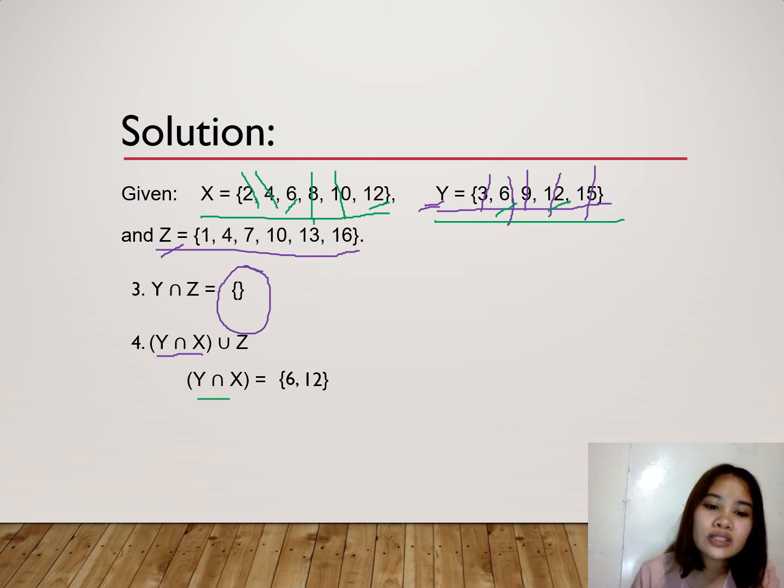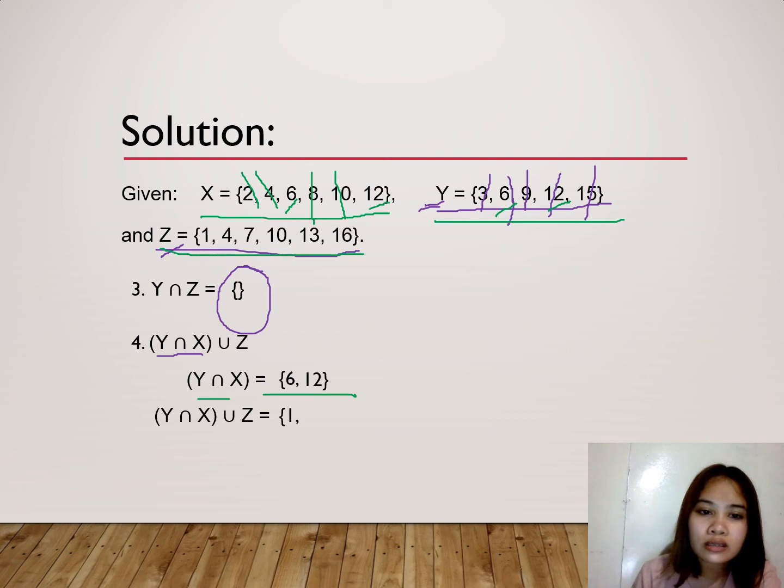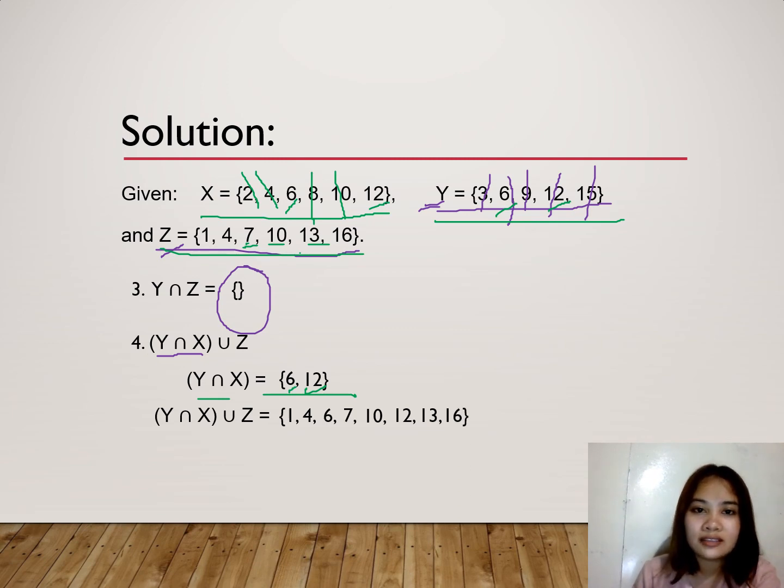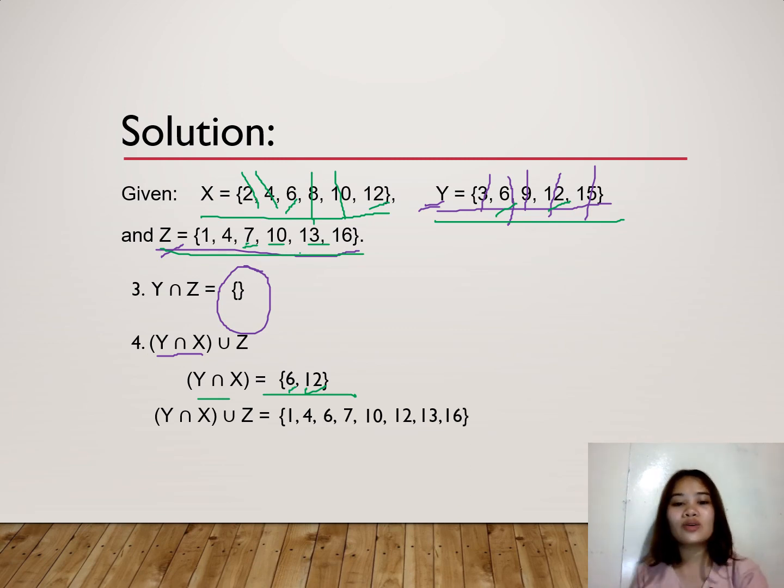So, mas easier na ang ato pagka union Z. So, just these elements and this one. So, you will just write everything. 1, 4, 7, 6, then 7, 10, 12. Since we have 12, then 13, and 16. So, easy, right? So, mao lang na siya for our lesson for today.